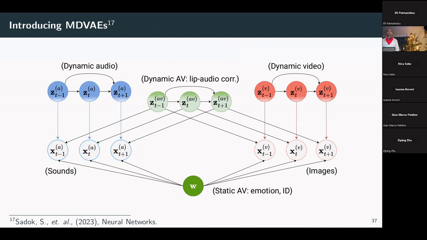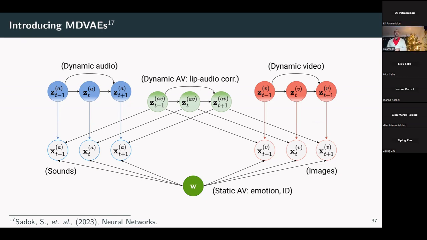So that's how our model looks like. In the middle, you have these green variables that are audiovisual. You have the static one in the bottom, this W. Again, this models the emotion or the identity. Then you have the dynamic audiovisual latent variable. And then left and right, you have audio and video. On top, you have the latent variables that are filled with blue or red, respectively. And in the bottom, you have the observations, X, that are basically the sounds and the image, right?